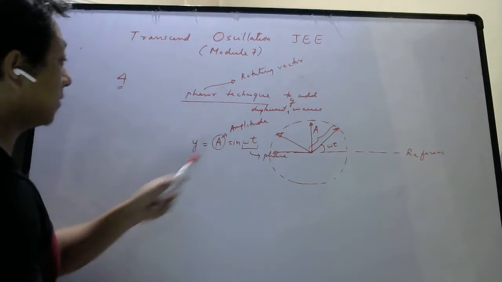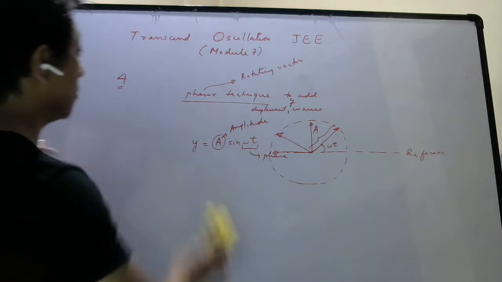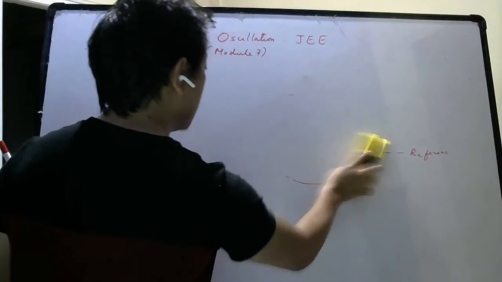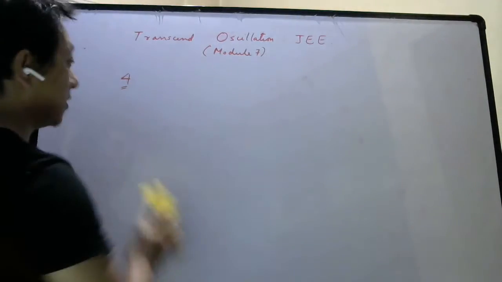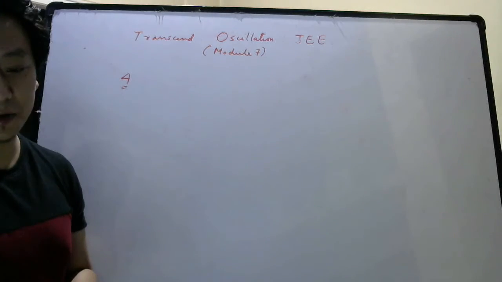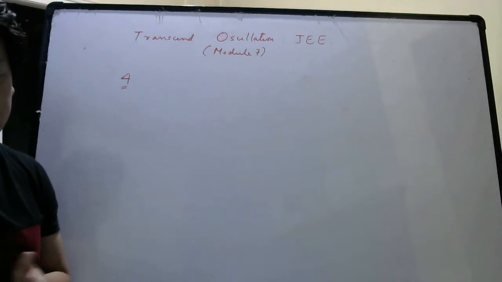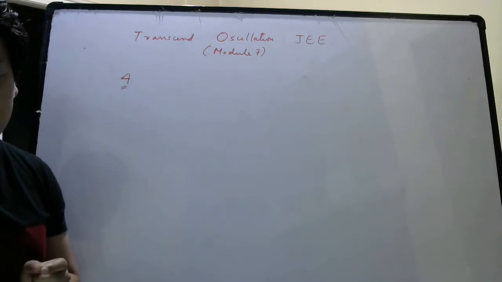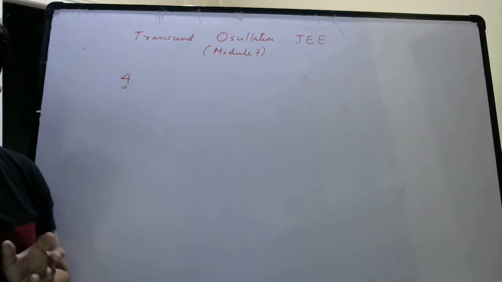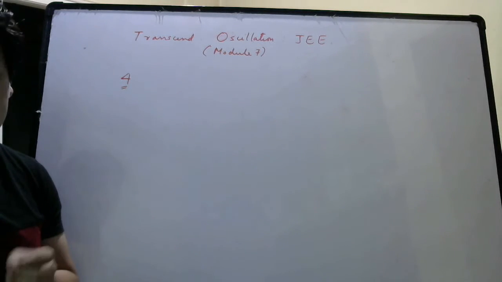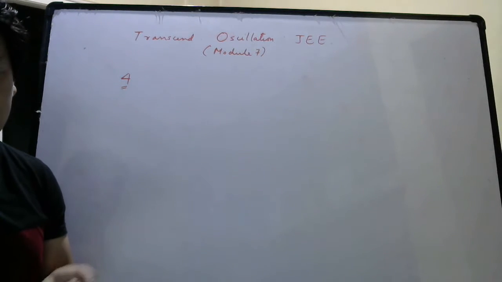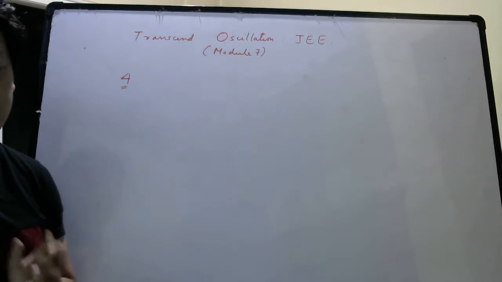Instead, if you use this phasor technique, then you can use the concept of vectors. The way we used to add vectors, the same way we can add these phasors. So let's see question number 4 now. Three simple harmonic motions of same angular frequency and equal amplitude A are superimposed on a particle. All are in the same direction such that the phase of the second motion is 60° ahead of the first and the phase of the third is 30° ahead of the second. Find the resulting amplitude of the motion of the particle.